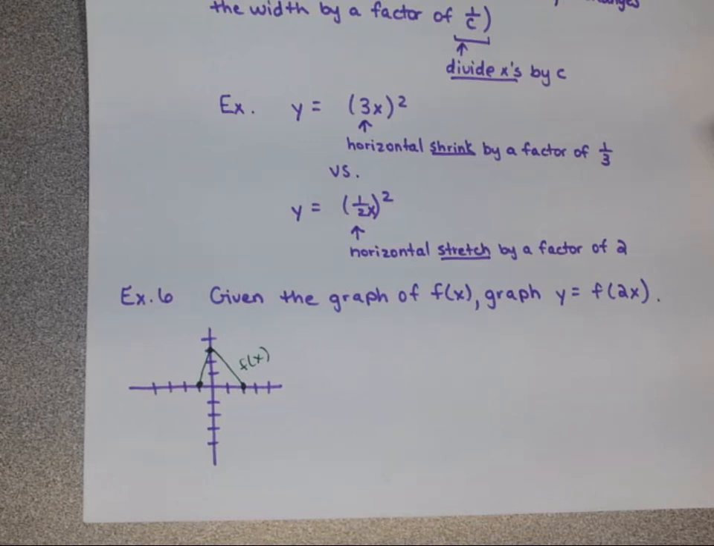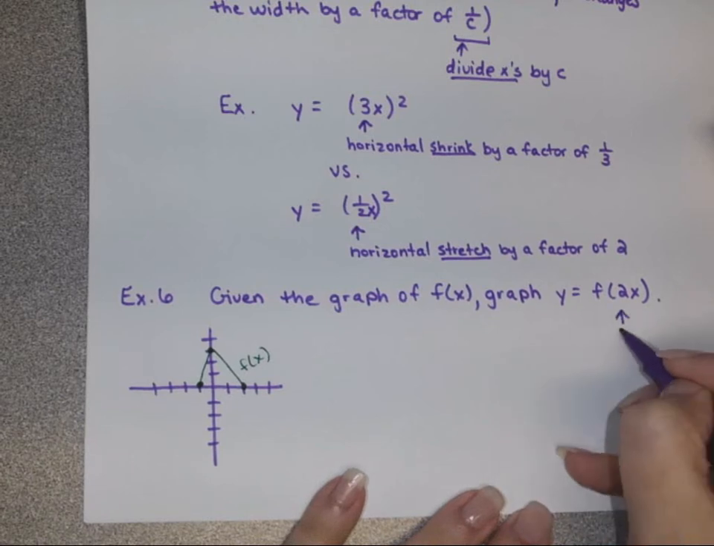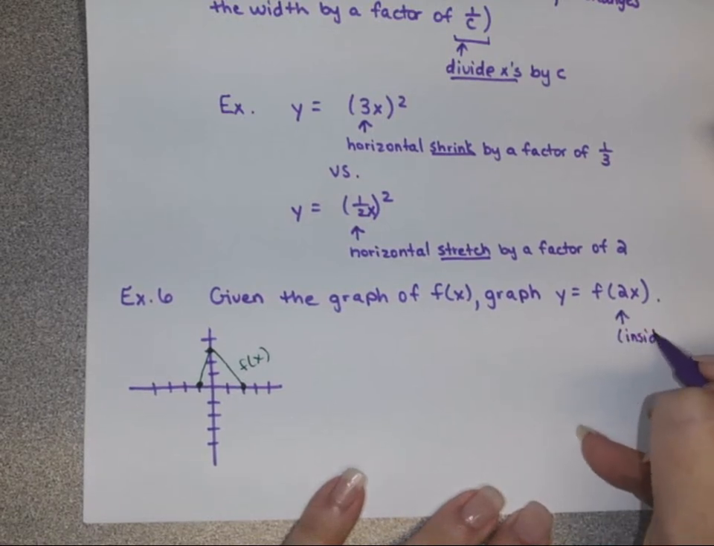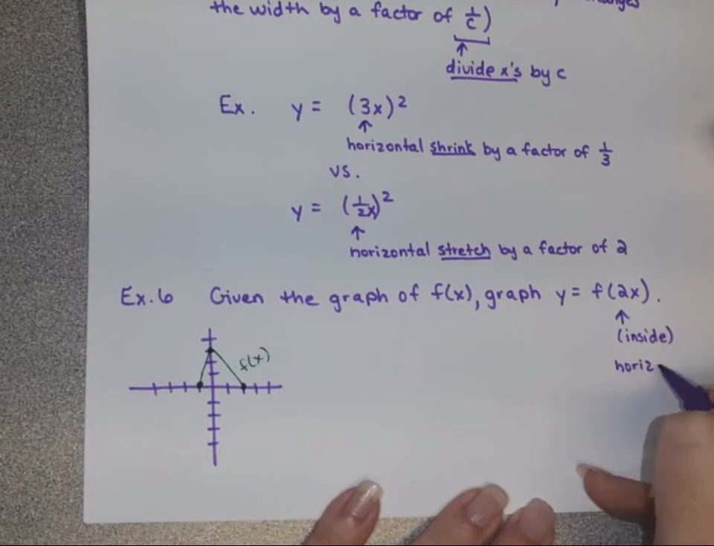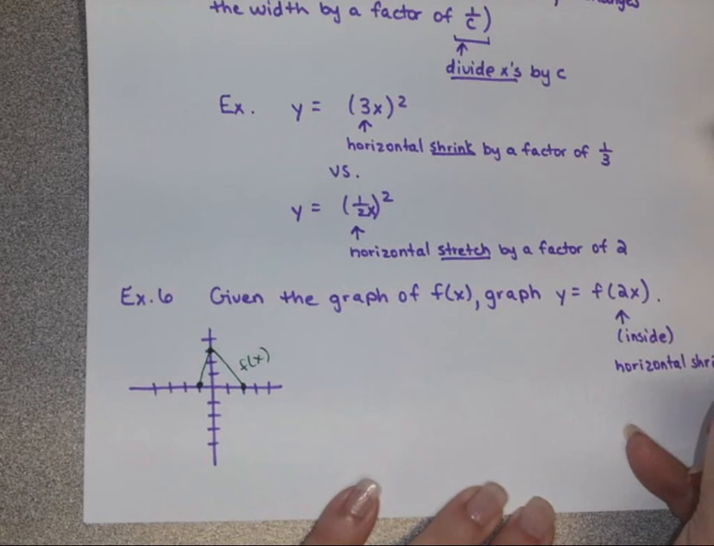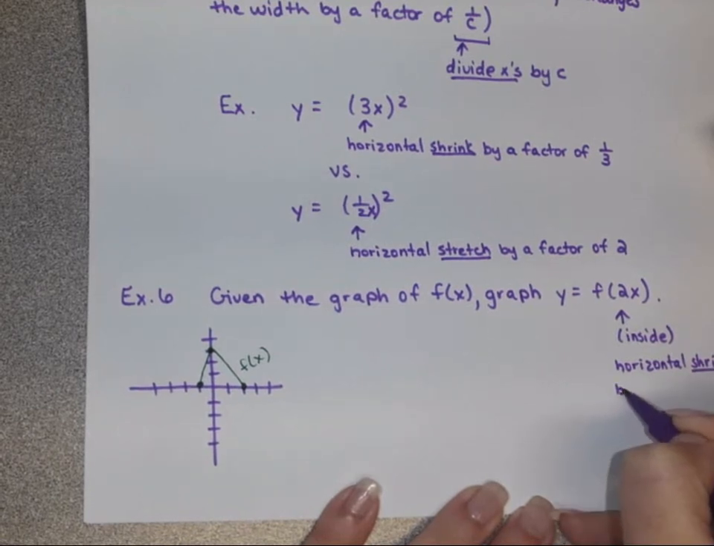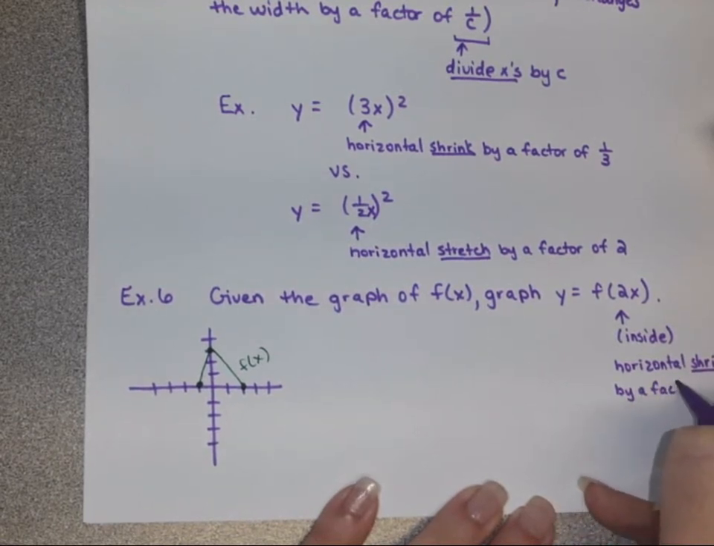So we know it's a function because it passes the vertical line test. How do we know that it's a horizontal stretch / shrink that we're doing rather than a vertical? Because where's the 2? It's on the inside. Okay, so if it's on the inside, then it's actually a horizontal what? Yes. So it's a horizontal shrink, which might be surprising, by a factor of what? 1 over 2?